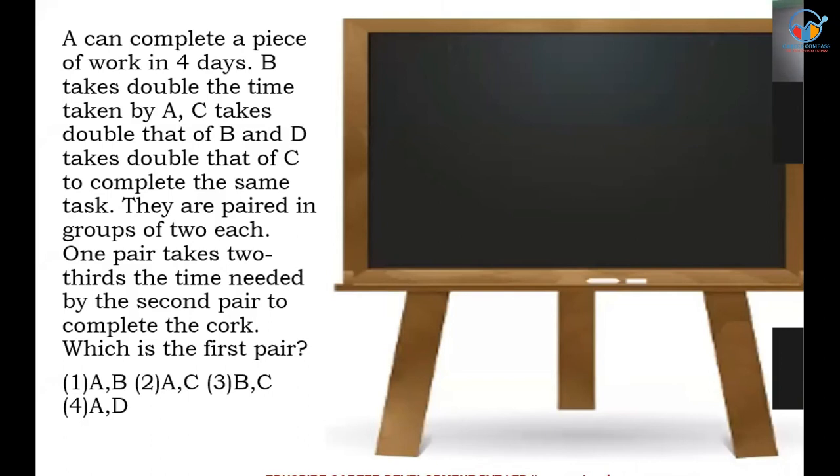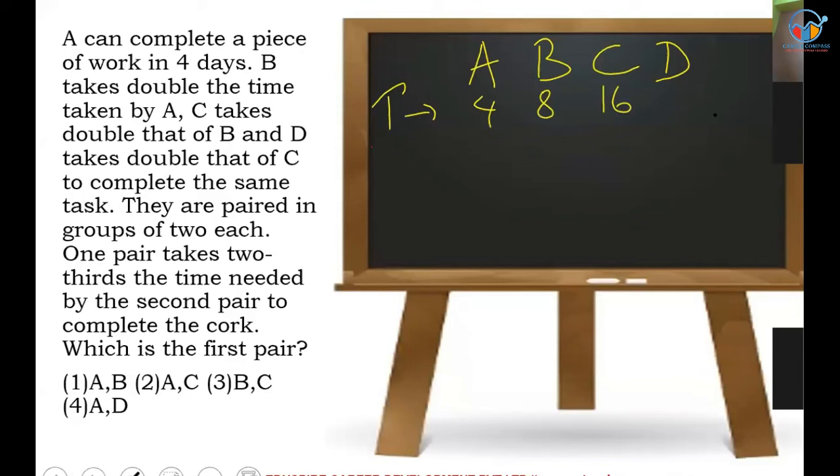So if you look at the problem here, first of all, they have mentioned that there are 4 people, and their time taken has been given. So I have A, B, C, and D, and their time taken is 4 days, 8 days, 16 days, and 32 days respectively. One of the easiest things you can do in time and work is to take the total work as the LCM of all these numbers, which is 32 units.